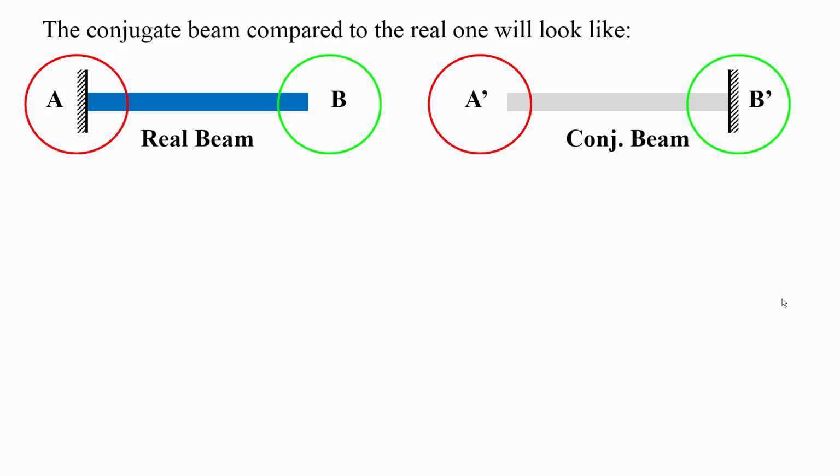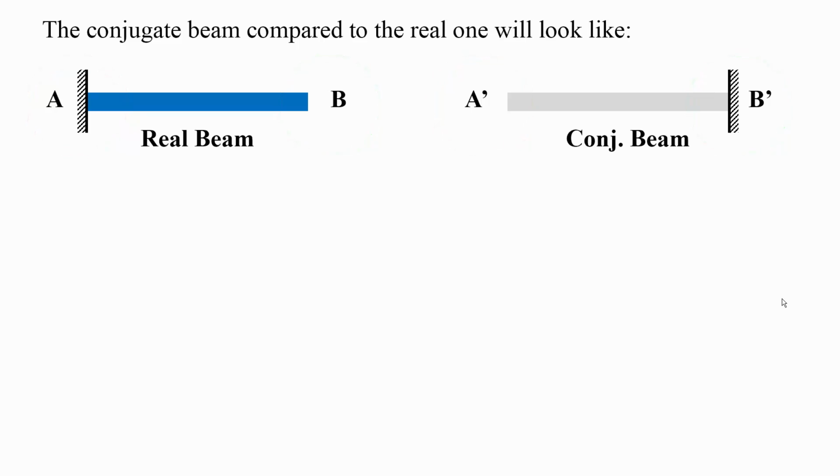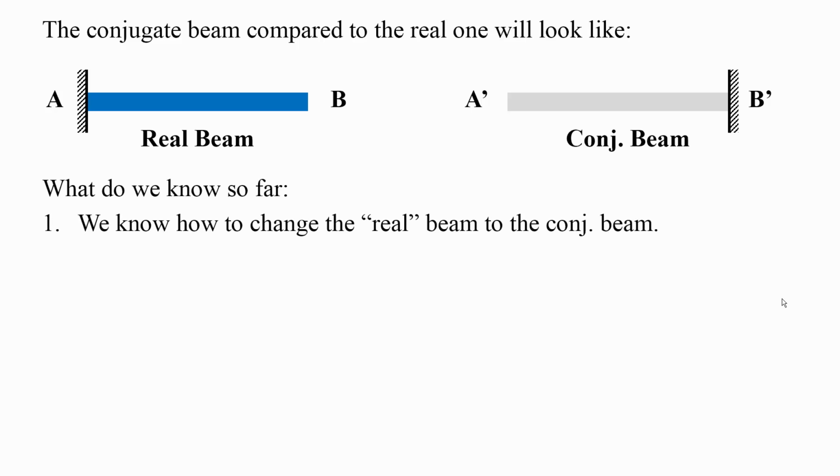Now this is the conjugate beam that I will apply the curvature diagram to, the one I ended up with. Then I will try to finish the problem from here. Let's recap. What do we know so far? We know how to change the real beam to a conjugate beam, at least one example. I'm gonna go over a couple of them.